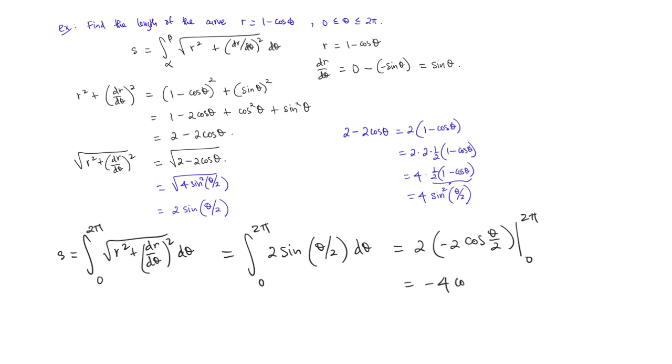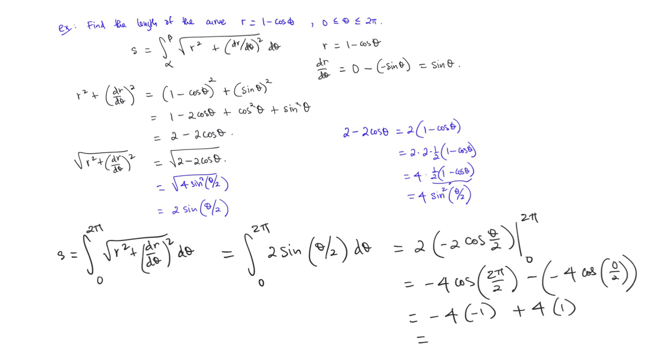Negative 4 cosine of 2 pi over 2 minus negative 4 cosine of 0 over 2. Negative 4 times cosine of pi, which is negative 1, plus cosine of 0, which is 1. Negative 4 times negative 1 is positive 4. The answer is 8.